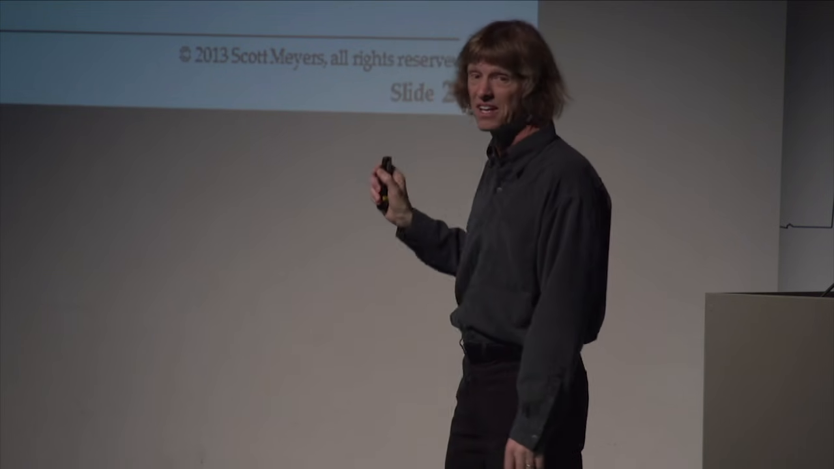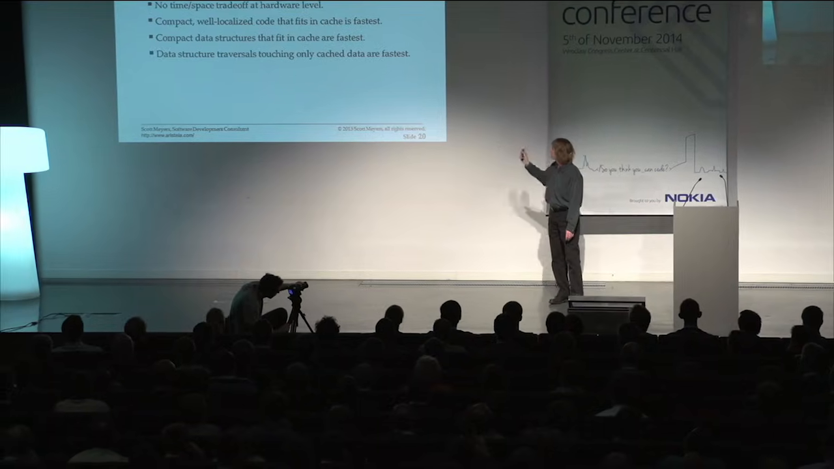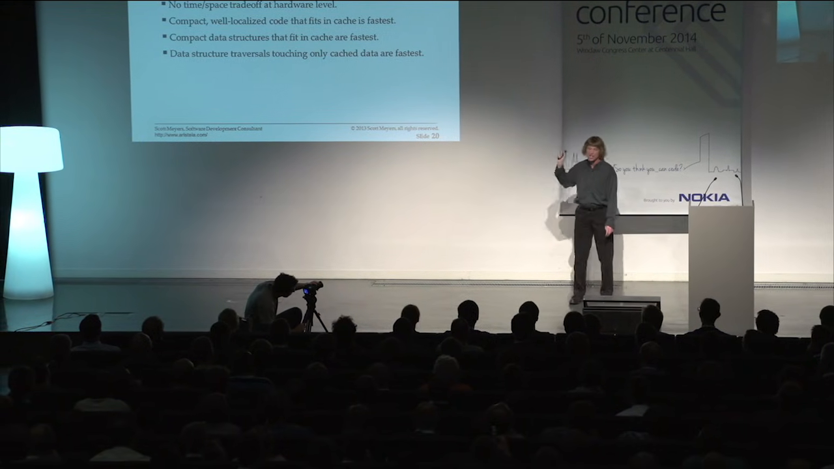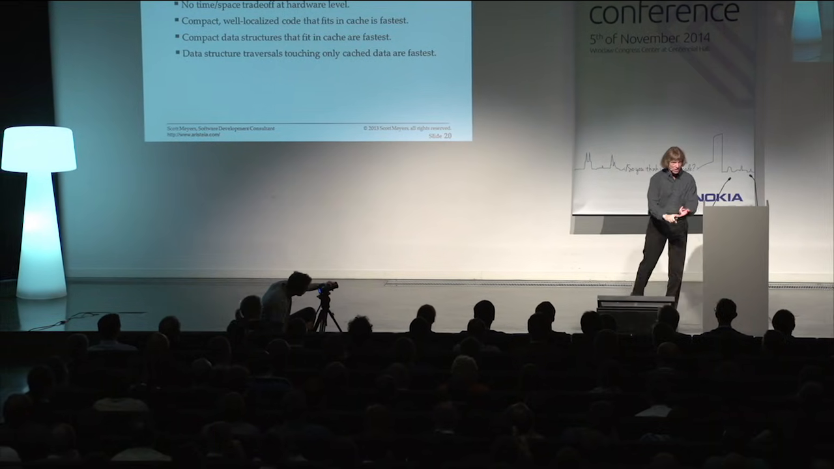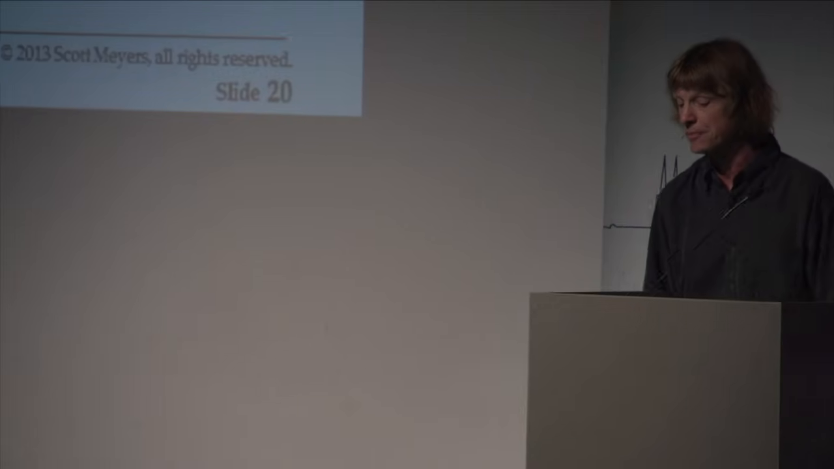So people have probably heard over the years, you probably should make your code small, not to have too many branches, don't call too many functions. This is why you want it to fit in the cache. Compact data structures that fit in cache are going to be fastest, and data structure traversals that touch only cached data are going to be fastest. When you have to go to main memory, either for instructions or for data, there will be a long stall in the processing of your program.